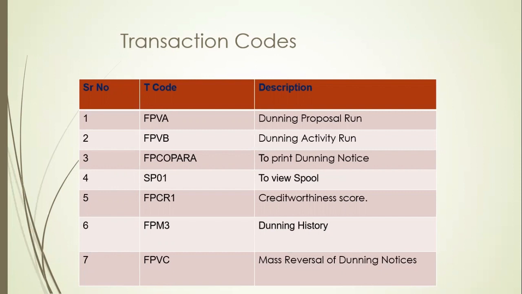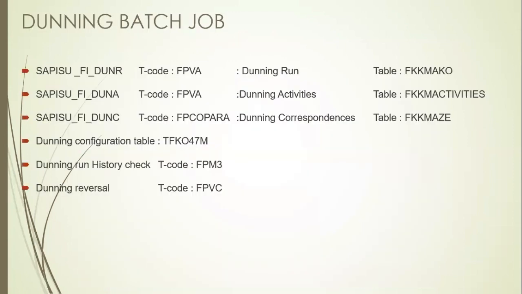And it will go to the school. In school, it will get stored, and the creditworthiness score is impacted through T code FPCR1. And if you need to see the history, FEM3 is there for looking into the history. Mass reversal of dunning notices can also be done. Once you get all this information, you can do the mass reversal with FPGC. So these are the basic T codes for dunning.